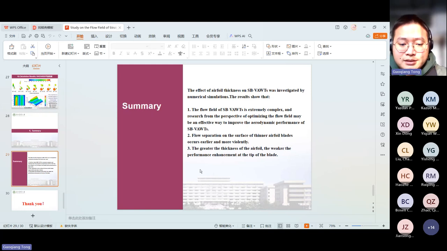Flow variation on the surface of a thinner airfoil blade occurs earlier and more rapidly. The greater the thickness of the airfoil, the weaker the performance enhancement at the blade tip.